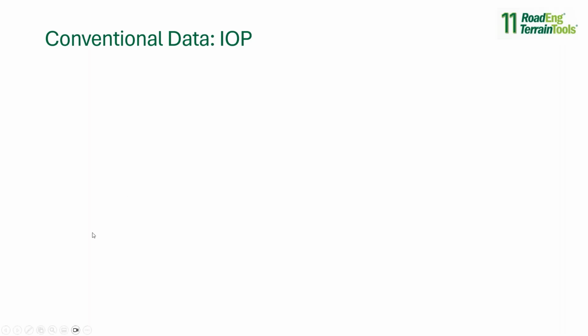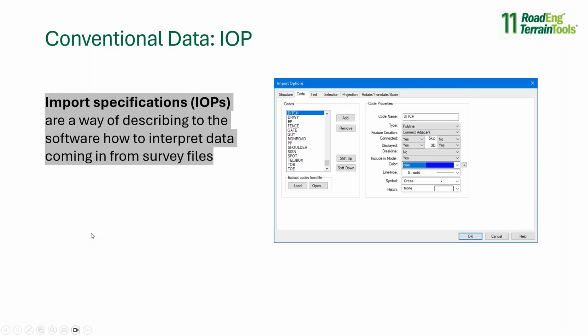The first of those strategies is called an IOP, and this is an import specification. So if you have a very standardized way of collecting your data, we encourage you to use an IOP. An IOP is a way of describing to the software basically how your data is structured and how to interpret it. Unlike those high resolution large data sets where we just get a huge swath of data, conventional data is typically tagged with different point codes, and many of these point codes define features that should be, for example, joined together, or perhaps we want to define those through different line work or symbology.